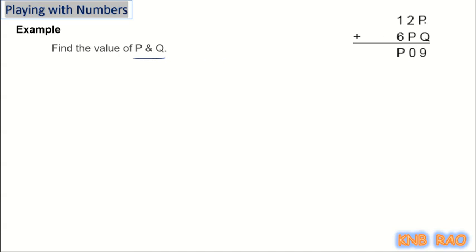Here is the question, 1 2 P. That means it is 120 to 129, any one number, correct? This P can be any one digit from 0 to 9, any one digit, it can be any digit, understood? Similarly, this Q is also any one digit, right?